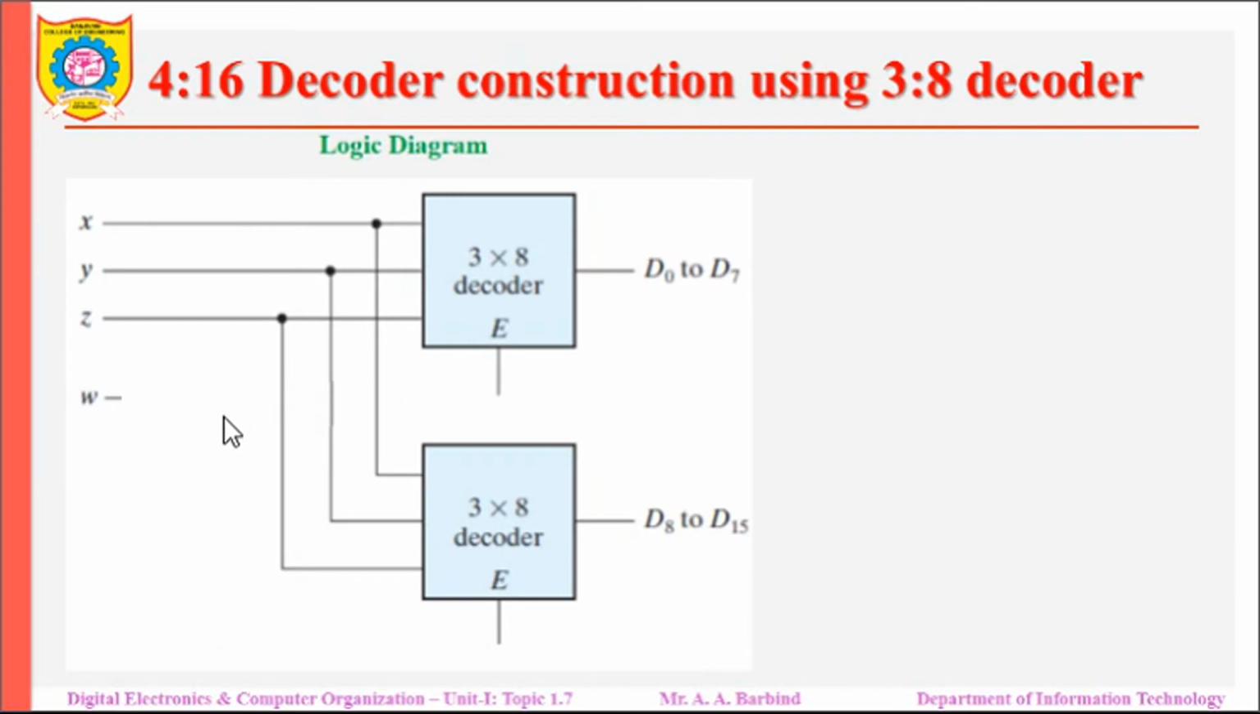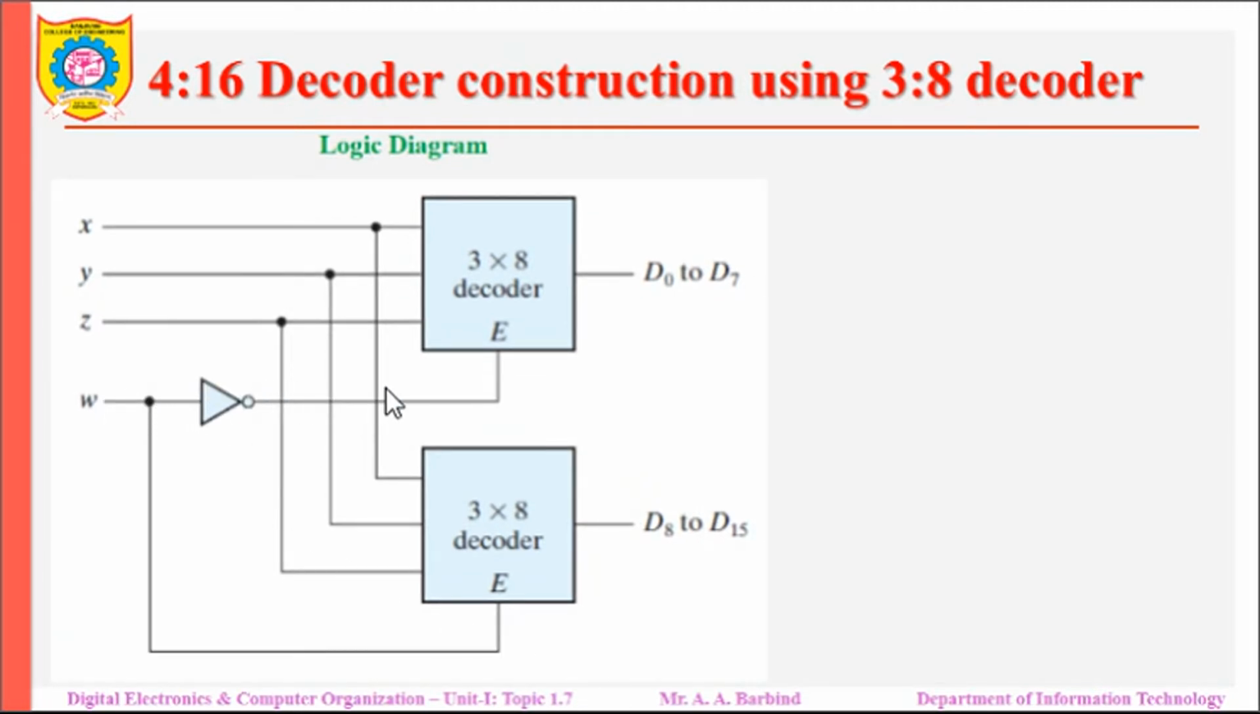Then the fourth input line of the 4 is to 16 decoder will be connected through an inverter to the enable input of the first decoder, whereas that same line will be directly connected to the enable input of the second. So when W is 0, the first decoder will be enabled, and one of the 8 lines from the first decoder will be active. That depends on X, Y and Z.